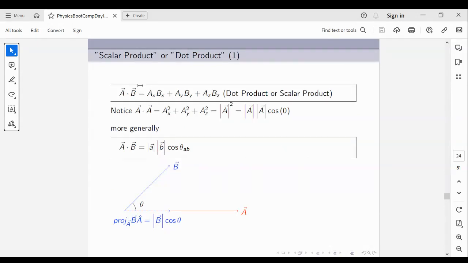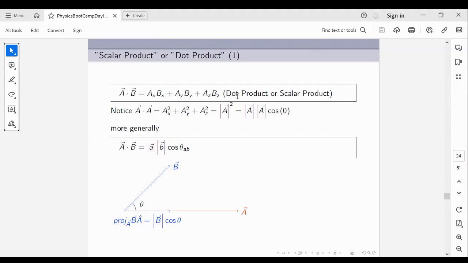If you have two vectors, a and b, which have components ax, ay, and az, and bx, by, and bz, you multiply like components together and add the result. And you might ask yourself, why would you do that? Well, it actually has some geometrical significance.